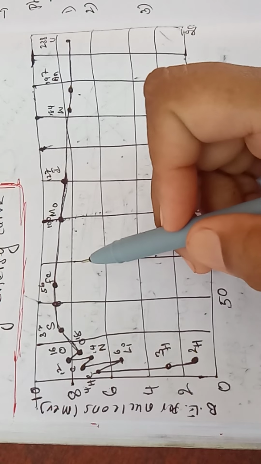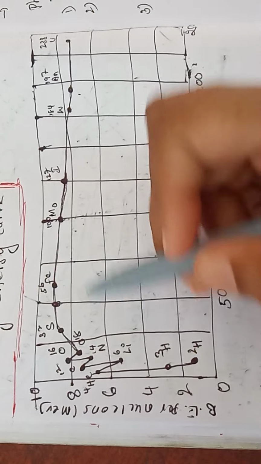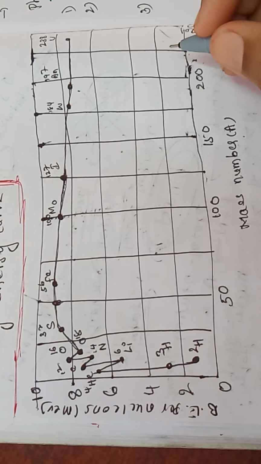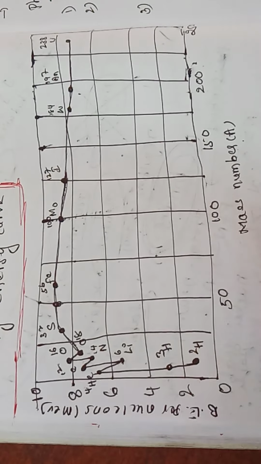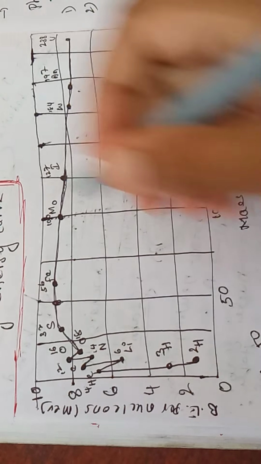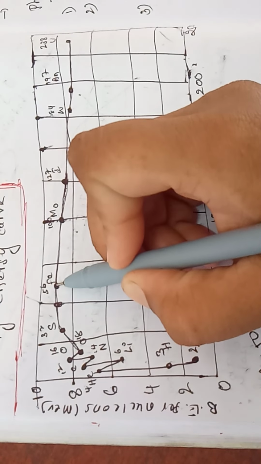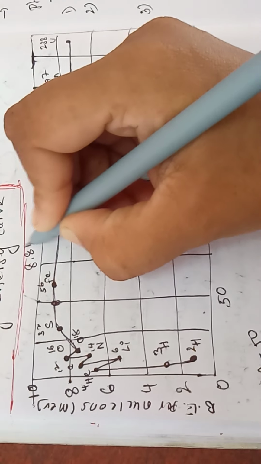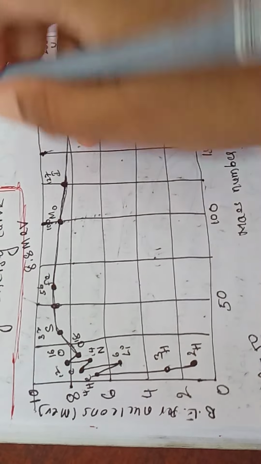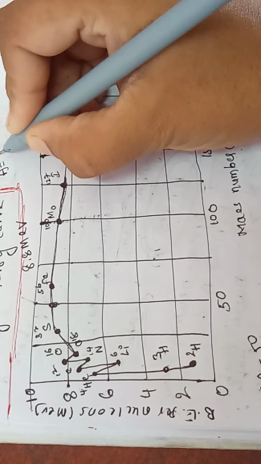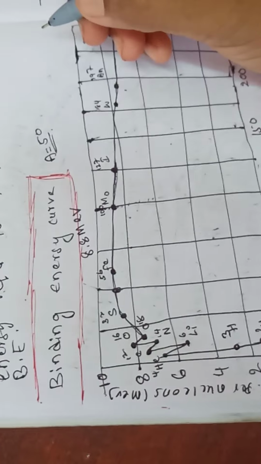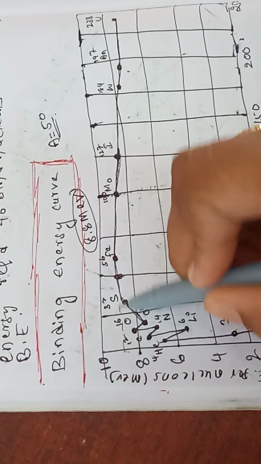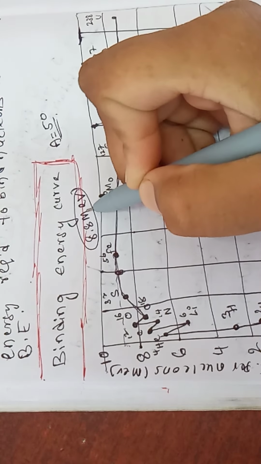Now let us discuss some important facts which this curve is showing. The first point is that the curve becomes maximum at a mass number of about 50. The curve attains the maximum binding energy value, which is 8.8 million electron volt, for that particular atom whose mass number is equal to 50.